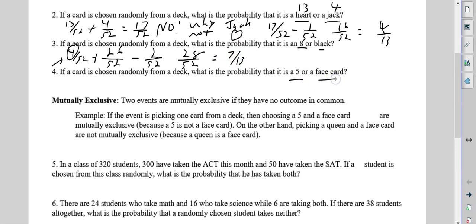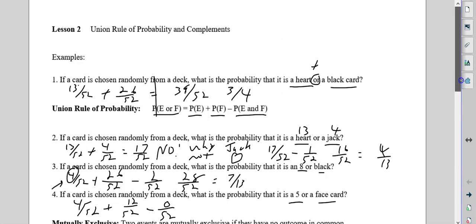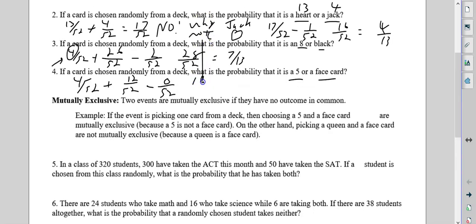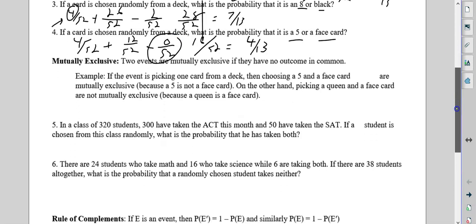Okay, 5 or a face card. Well, there are 4 5s, and there are 12 face cards. There are no overlaps, and we don't technically have to do this because this is like the first problem. There were no hearts that were black cards. So we didn't do minus anything, but this is just technically showing you it's minus 0. So it ends up being 16 out of 52, which is 4 over 13. Okay, now, do you have to do this part? No, just technically showing you how it applies to the rule.